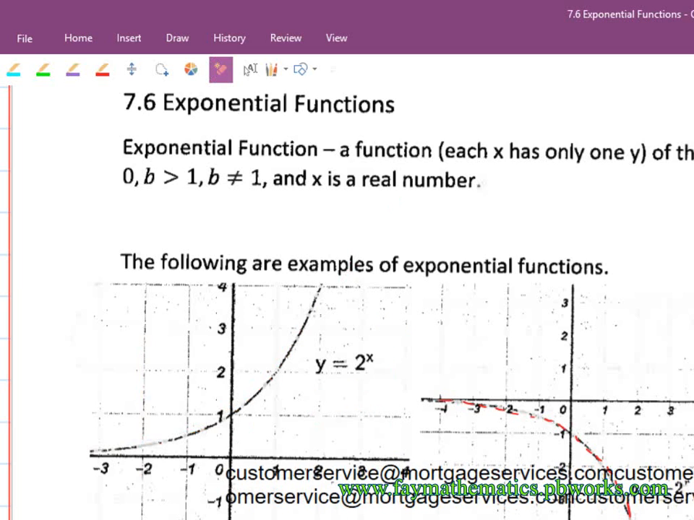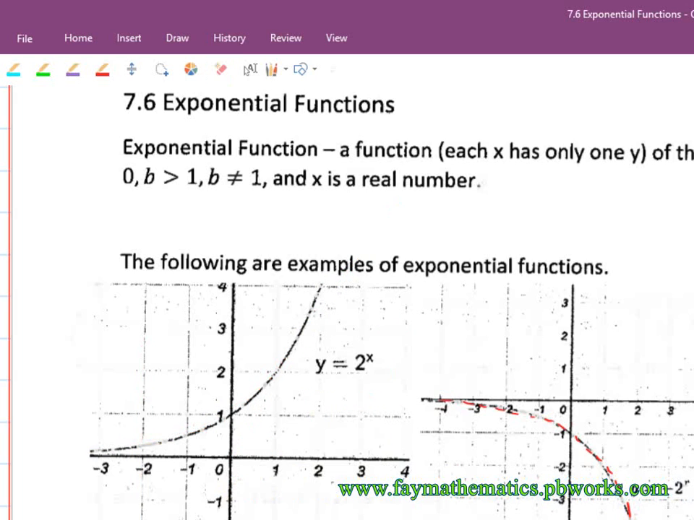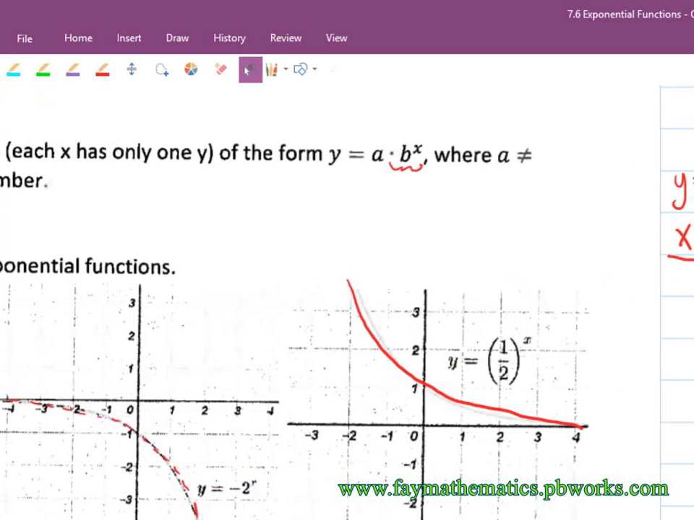If we compare, sorry about that, an x and y chart of y equals 2 to the x and y equals 2x. So let's do y equals 2 to the x first, and then, beside it, y equals 2x.